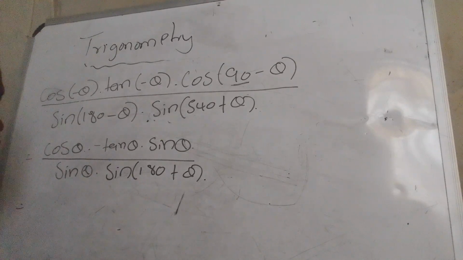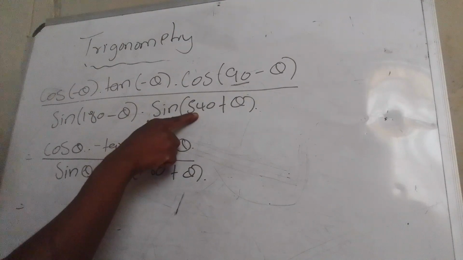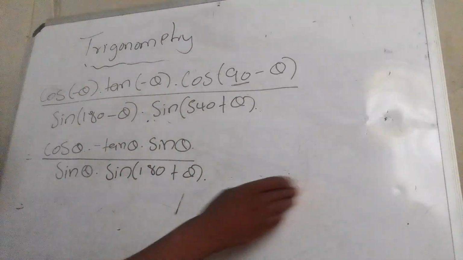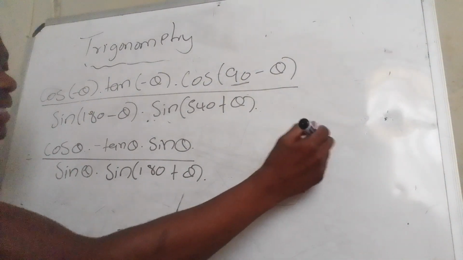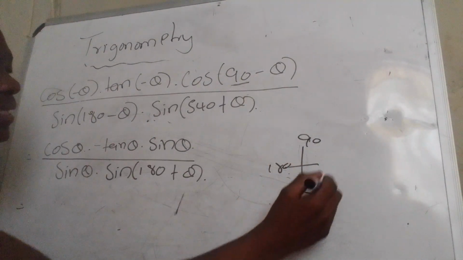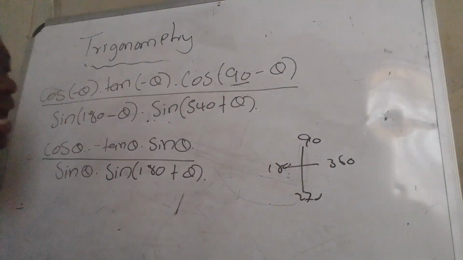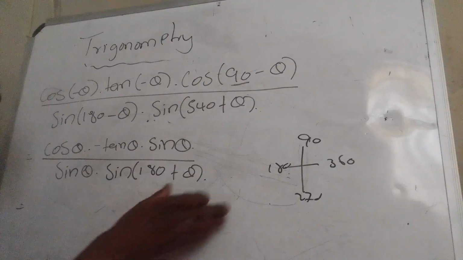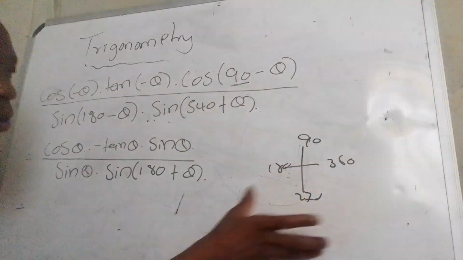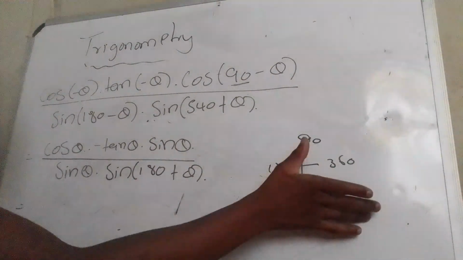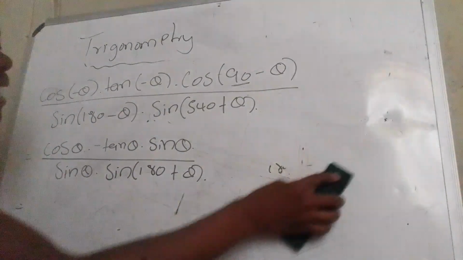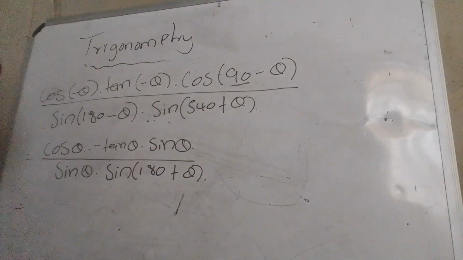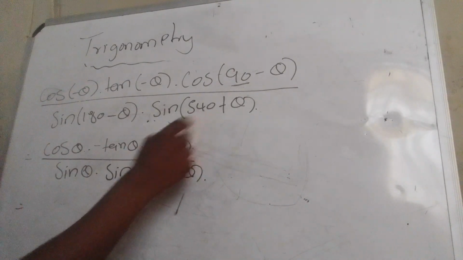Why is it not 180? Because we had 540. We don't have 540 on the Cartesian plane where we are using the reduction. We only have 90, 180, 270, 360. So we can't reduce using 540, since we can't tell which quadrant it is in. But since that is the case, we are going to subtract 360 from this 540.